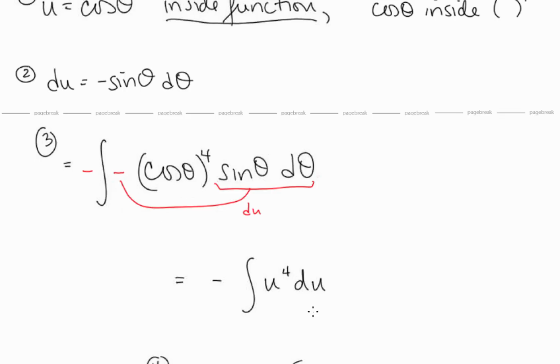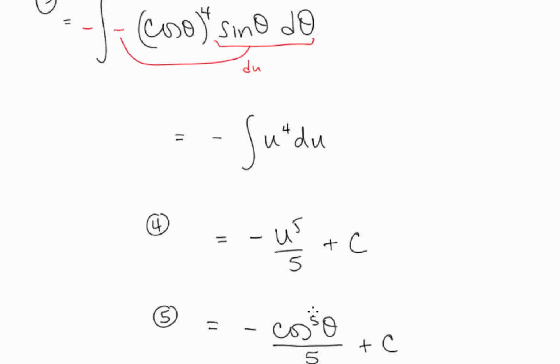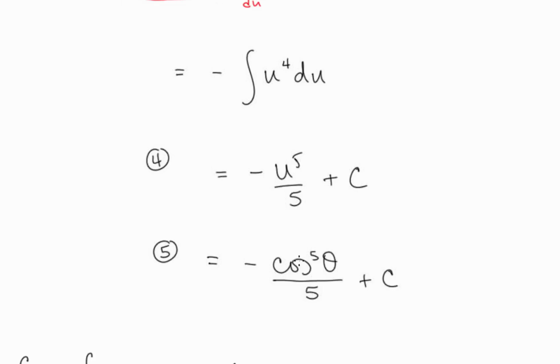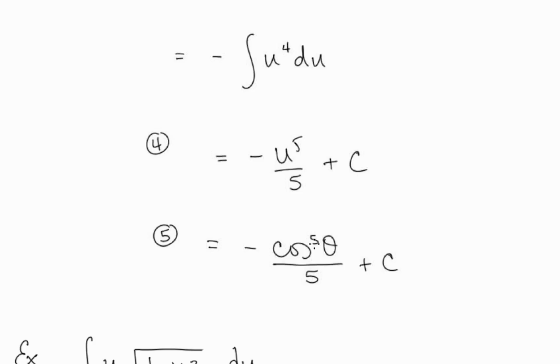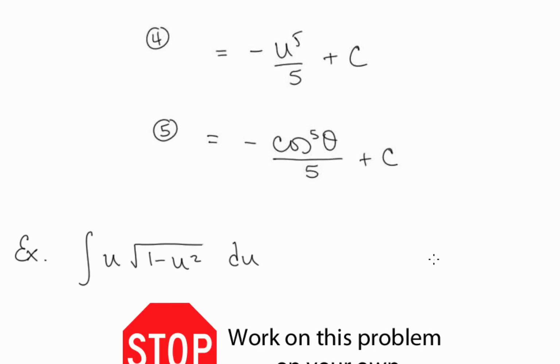And so we're here. And so now we want to integrate. We have negative u to the 5th over 5 plus a constant. And then we just want to simplify and write in terms of the original variable. So this is cosine theta to the 5th over 5, or the shorthand notation cosine to the 5th theta over 5, with a negative out front and then plus c. And of course, in each one of these indefinite integrals, you can always check your work by taking the derivative. Let's take a look at another.